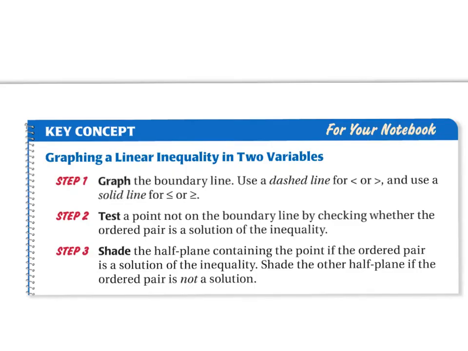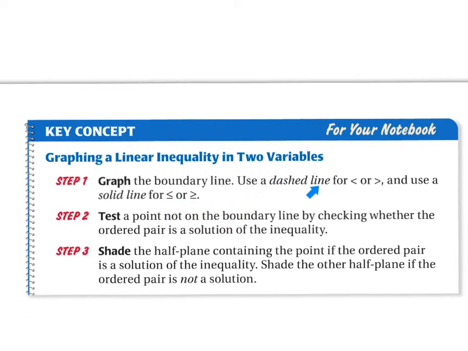To graph the linear inequality, we want to graph the boundary line. So graph it like it's an equal sign, like it's a y equals mx plus b. And when we graph the line, we're going to use a solid line if it's a less than or equal to or greater than or equal to. So if it's got the equal to part, we graph a solid line because it means we're including the line as part of the solution.